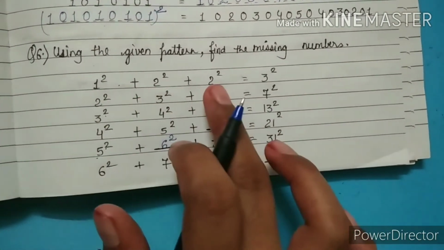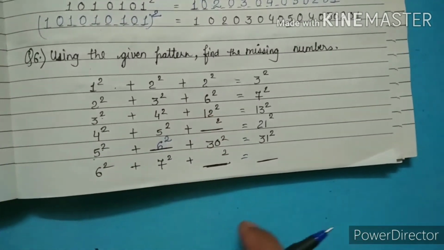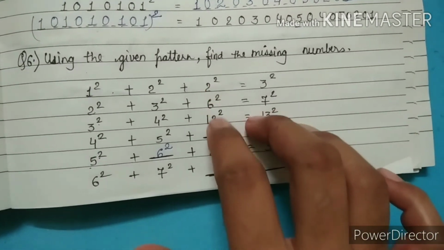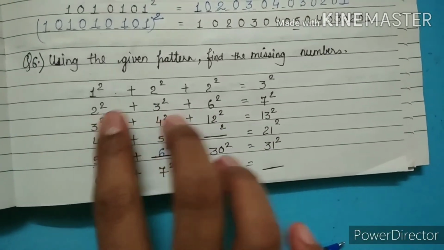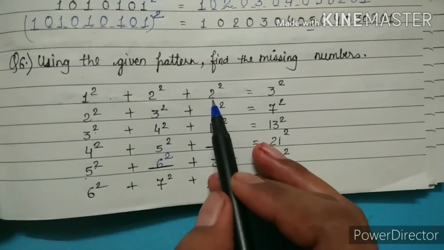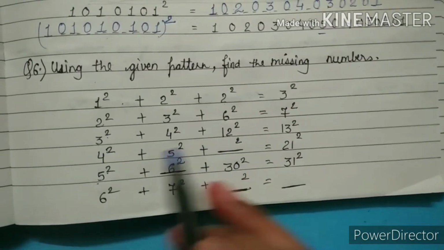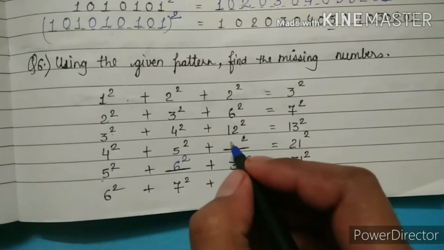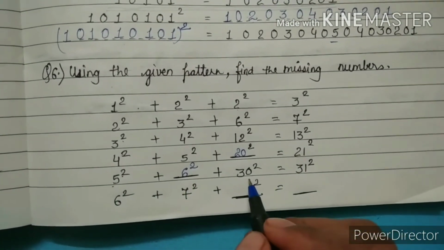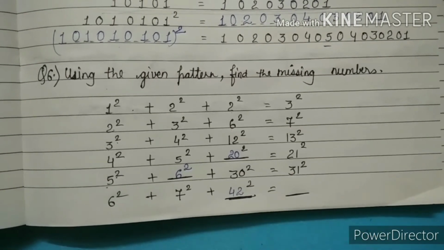Now this line will come here: 1 2 2, 2 3 6, 3 4 12. What are these: 2, 6, 12? Is there any relationship? Yes. Here 1 times 2 is 2, 2 times 3 is 6, 3 times 4 is 12. So what will 4 times 5 be? 20 will come. Once again check: 5 times 6 is 30. Yes. 6 times 7 is 42 will come here.